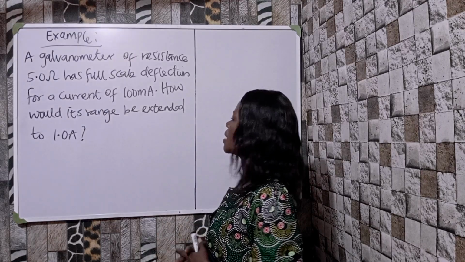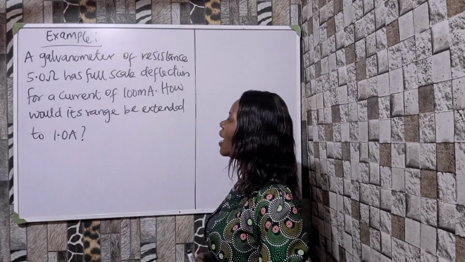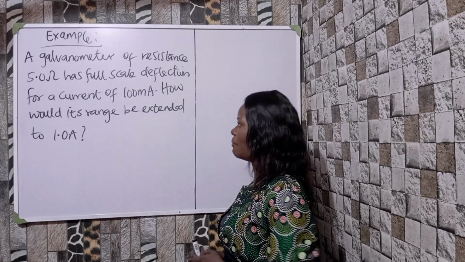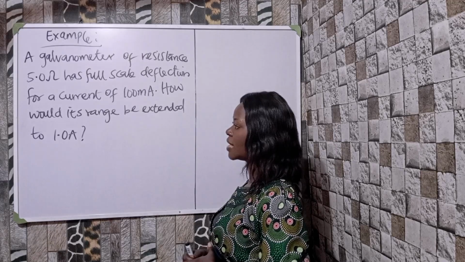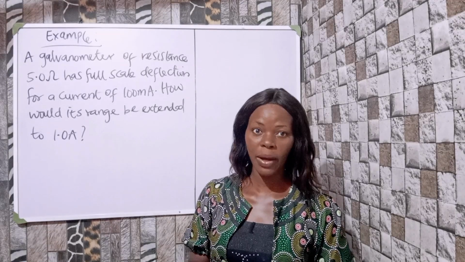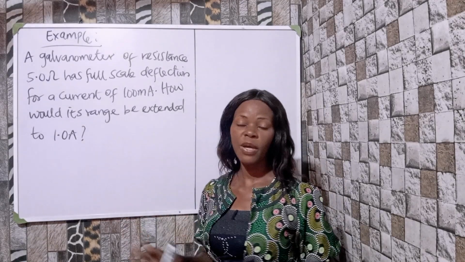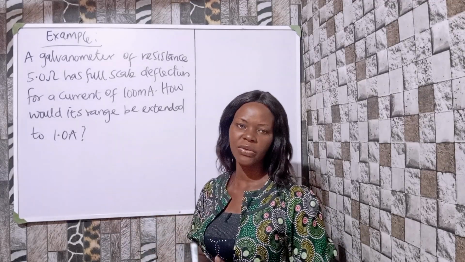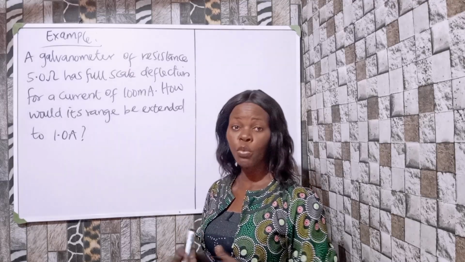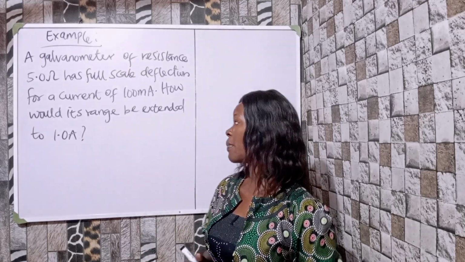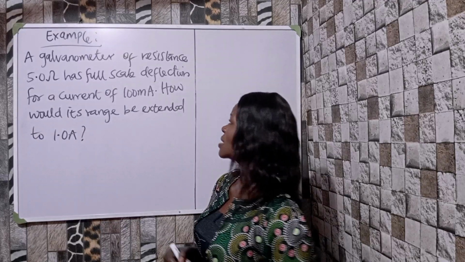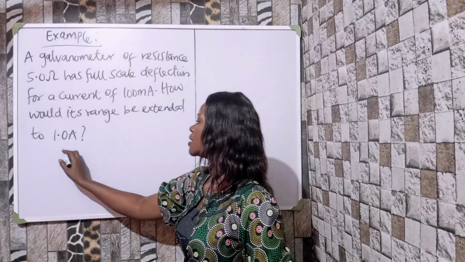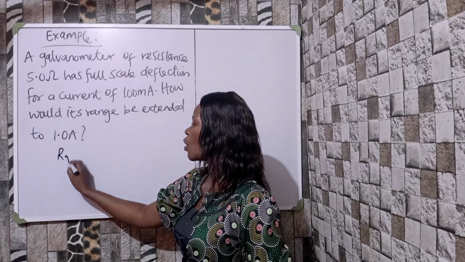All right, let's look at this example. A galvanometer of resistance 5.0 ohms has a full scale deflection for a current of 100 milliamperes. How would its range be extended to 1.0 amperes, right? Okay, so the first thing we are going to do is to state our parameters and understand what this question is trying to tell us. If we're able to state the parameters and actually know what we are looking for, then we can easily solve our problem.